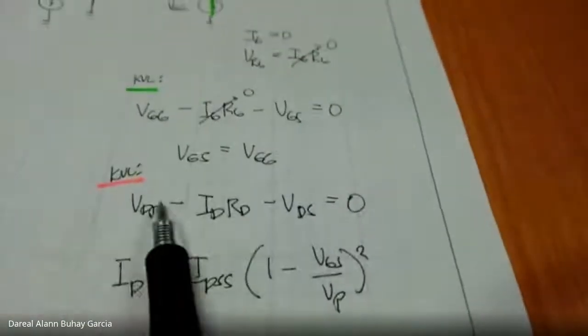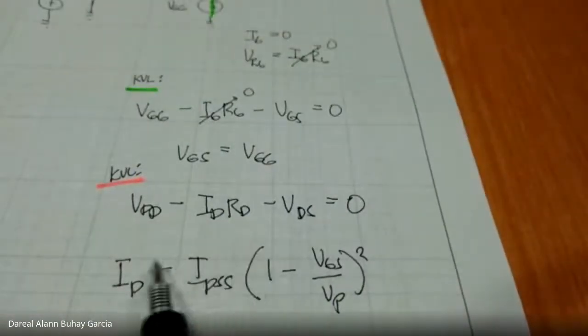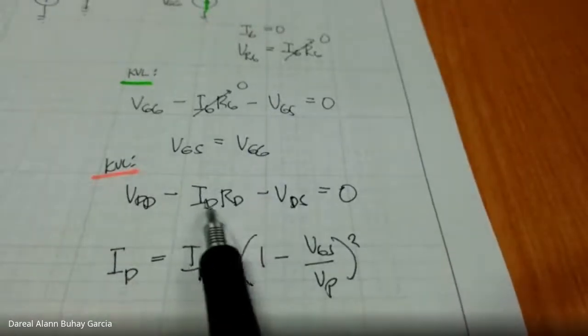Si ID, kung wala pa natin ako si ID, we have one equation, two unknowns. But again, let's not forget Shockley's equation. ID is equal to IDSS times 1 minus VGS over VP, squared. So VDD minus ID, which could be obtained using this formula, times given RD minus VDS equal to 0. Sige daw. I think it's best to solve an example.